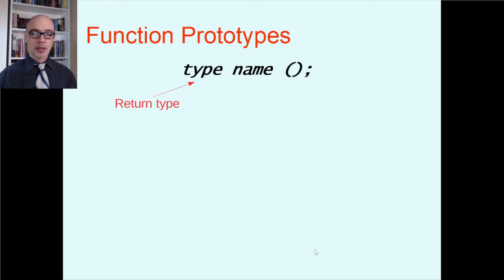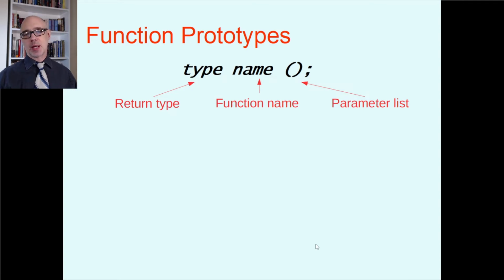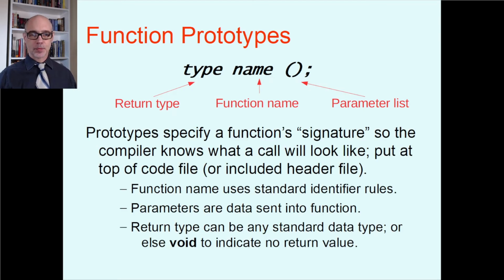It's the type of data that the function returns at the end, like that 16 from the math function example. And then you have a good function name, and then these parentheses that indicate, yeah, this is a function, it's not a variable. Inside those parentheses is called the parameter list. So what a prototype is doing for you, again, probably right at the top of your code file, is specifying a function's signature so the compiler knows what it's going to look like when you call this function. It's sort of put in a table of contents, so to speak, behind the scenes for the compiler.